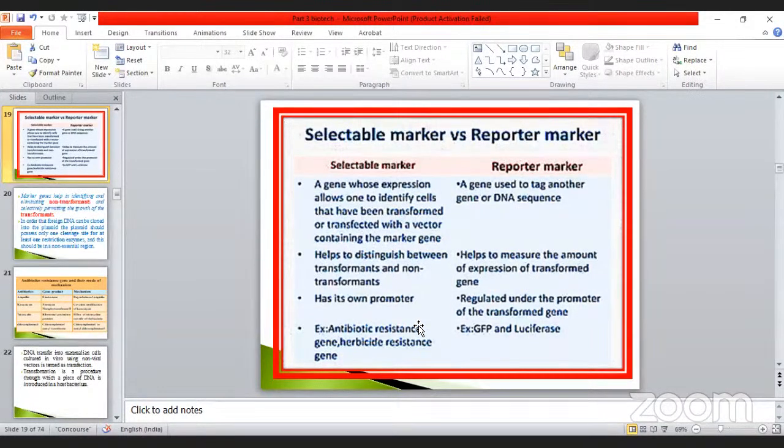Antibiotic resistance, for example tetracycline and ampicillin resistance. We already studied these in the plasmids, pBR322 and so on. In this category, there is GFP and also luciferase. It is nothing but an enzyme. This is luciferase, a reporter marker. These are the differences between these two. Okay, go to the next one.